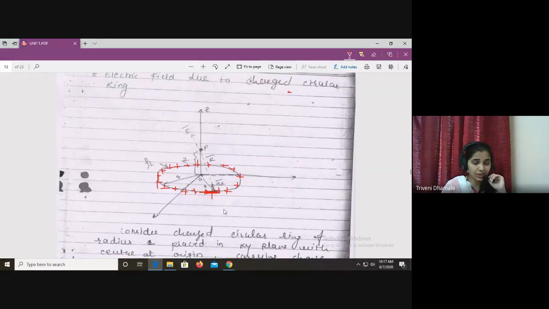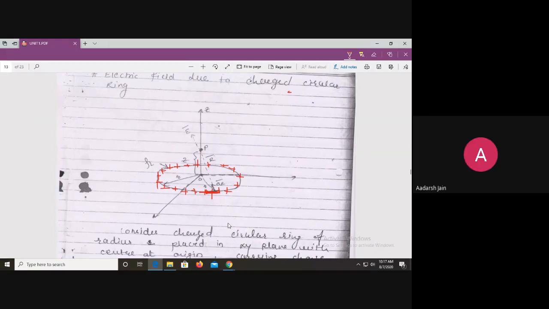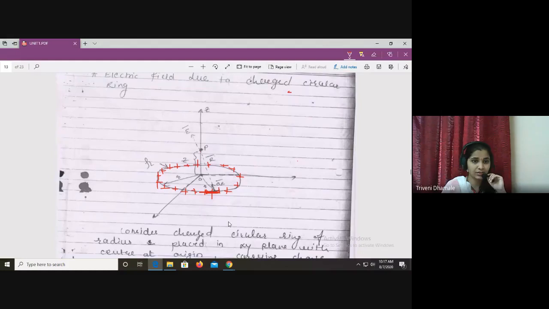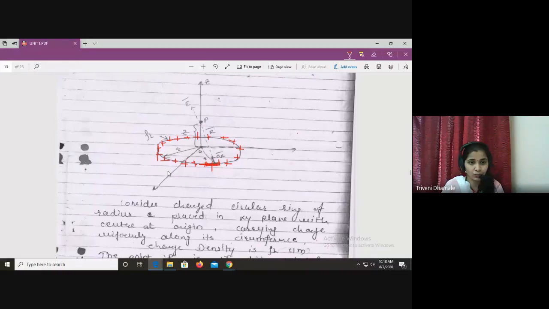Okay, now which charge density is present on this ring? Line charge density. Yes, it is the line charge density, because whatever the ring, it is a line, and from that line that circular ring is made, right? So that's why here the line charge density rho L is existing. Okay, got the diagram, how to draw.